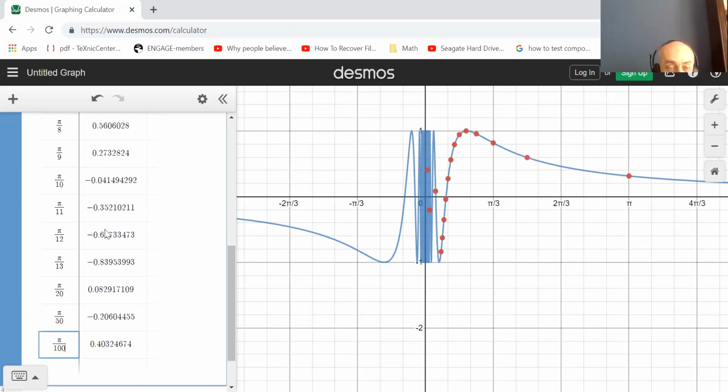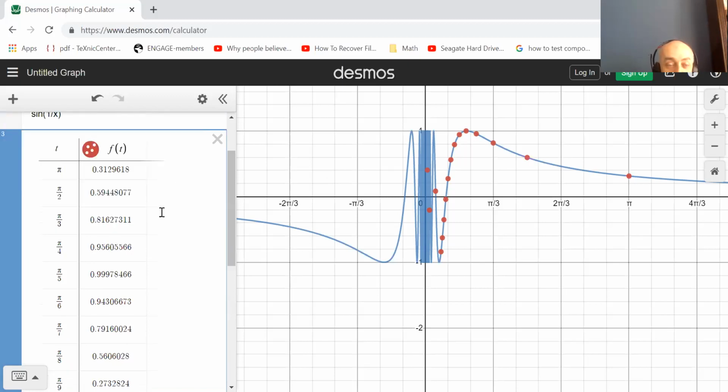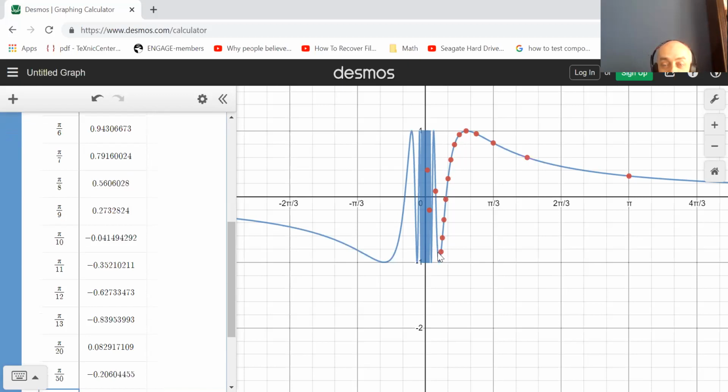That's a positive number. So it's a mess here. All these table values are all over the place. As you can see there, look at that. You can see them on the graph here. They're going up and down and up and down, and it's a mess.